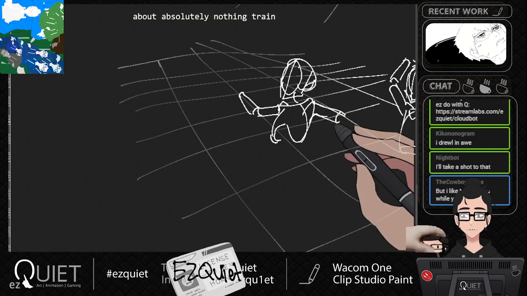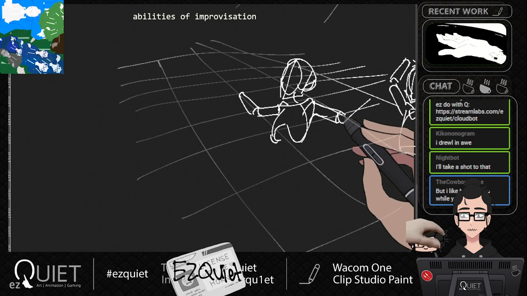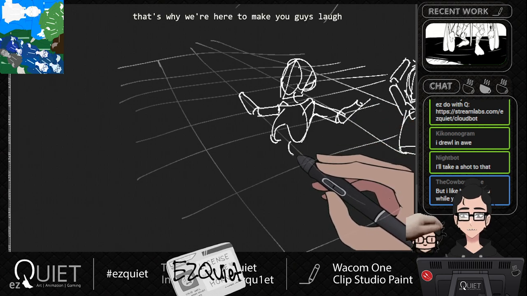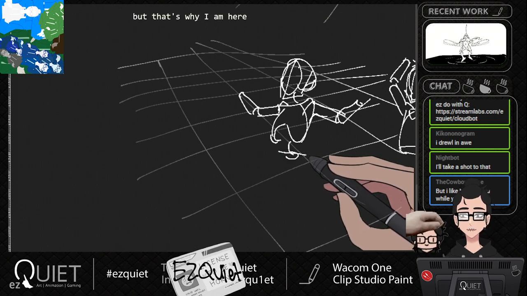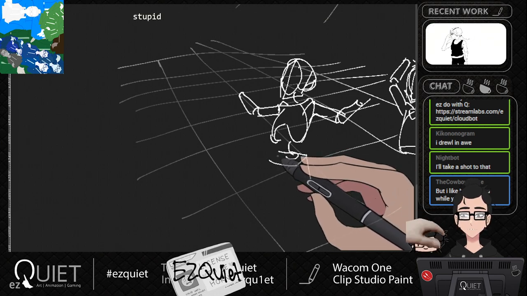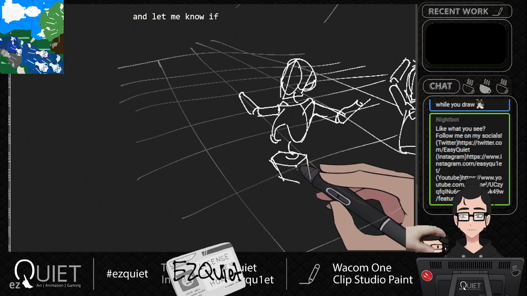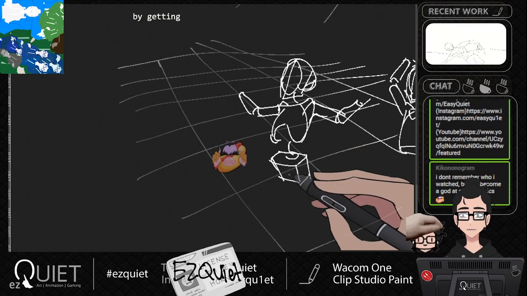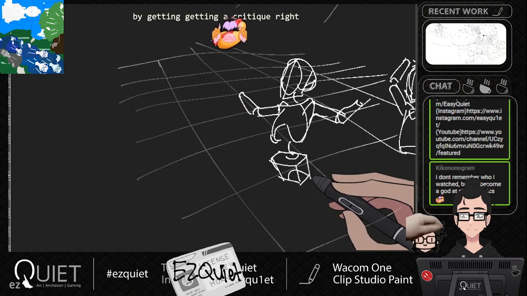Training your abilities of improvisation and the lulls. Because that's why we're here. To make you guys laugh. I don't know, other people are here for different reasons. But that's why I am here. To figure out what stupid shit I can say and get away with. And let me know if it's working. Because that's really, you know, positive feedback. I learned by getting a critique, right?